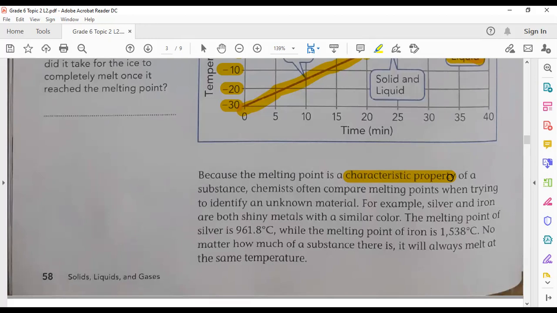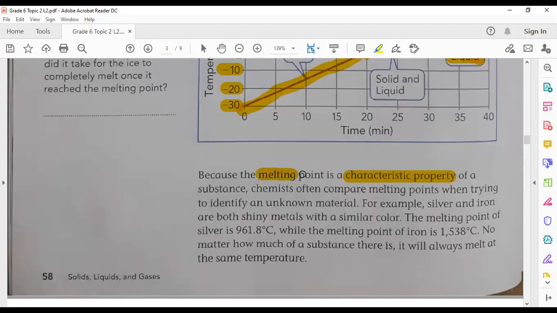if you have an ice cube that has a mass of 1,000 kilograms, its melting point is 0. If you have an ice cube that has a volume of 1 cubic centimeter, its melting point is the same thing, 0. That means, for example, your name is Rashid. Even if you are in school, at home, or in the street, your name does not change. It's a characteristic property. Please highlight it, characteristic property.